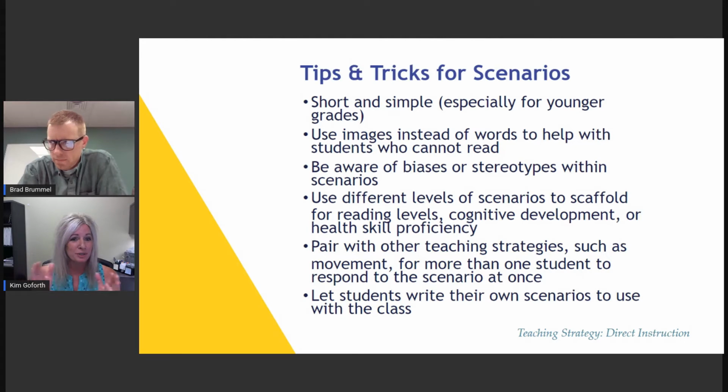So that's one tip and trick that's not listed on here, but it prompts your thinking as you're experiencing life. Here's some other tips and tricks for using these scenarios. Keep them short and simple, especially for those younger grades. And for those younger grades, if reading is going to be difficult, or maybe language is a barrier, use some images that you can also partner with some of the language for your scenario.